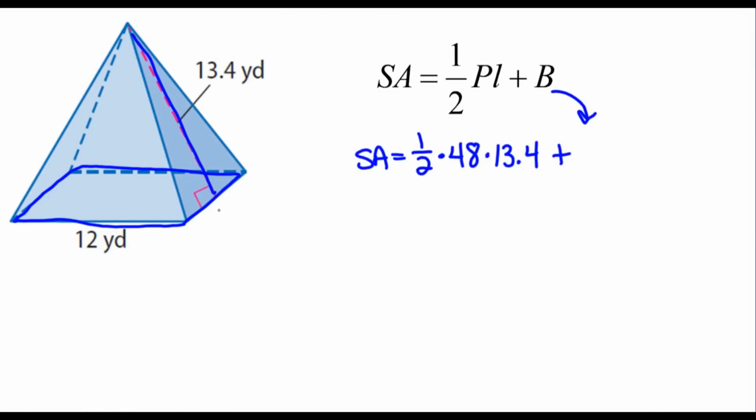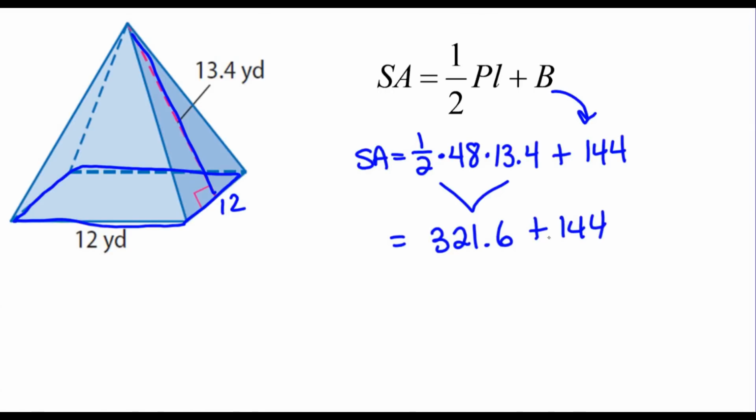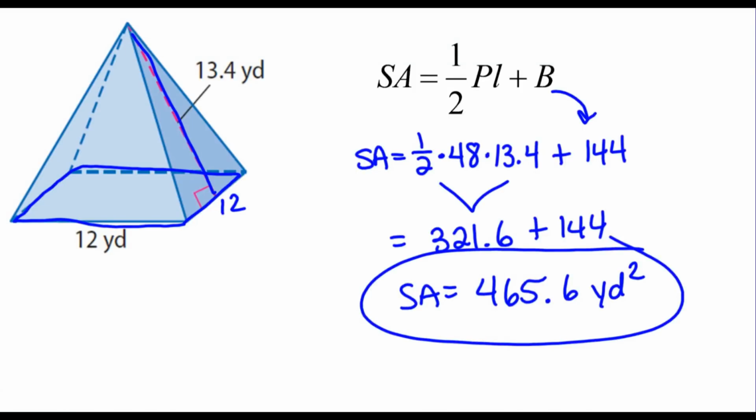And the area of the base here, this is a 12 by 12 square, and 12 times 12 is 144. So it's 144 square yards is the area of the base. And then if I do this calculation here, I get 321.6 plus 144. So my surface area is going to be a total of 465.6 square yards. And there is the surface area of our pyramids.